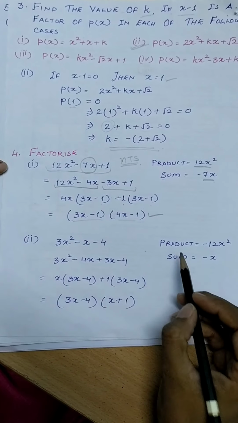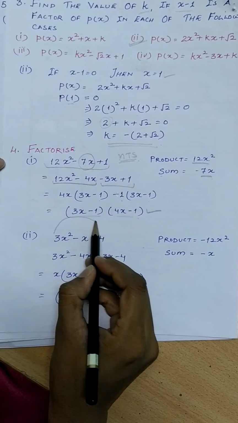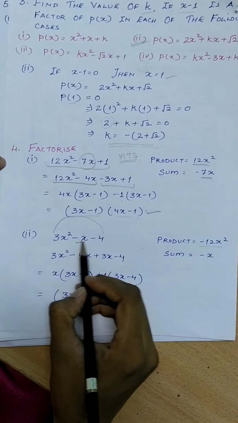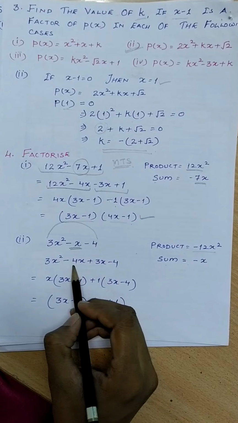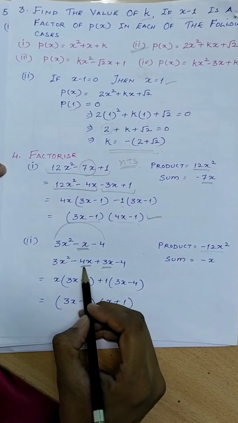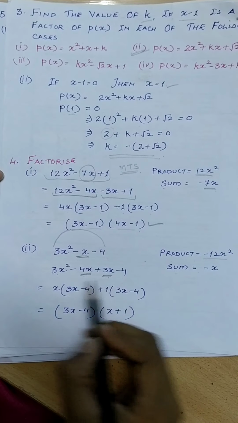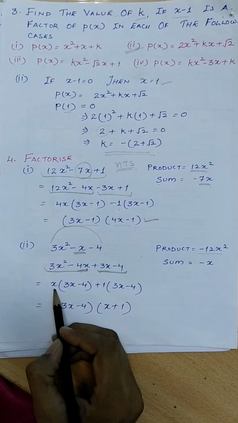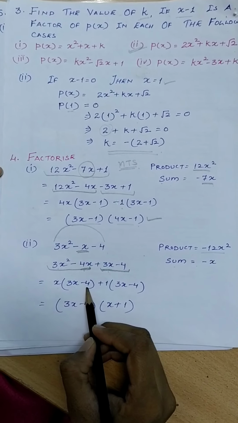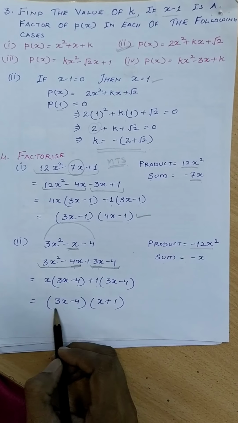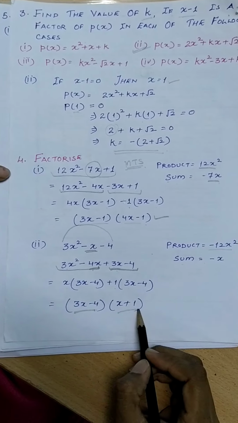Again the same thing. The product should be first multiplied by third, meaning minus 12x square, and the sum should be the middle term, that is minus x. So we'll take these two numbers, minus 4x and plus 3x. So 3x square minus 4x plus 3x minus 4. Again we'll make pairs and take common factors. So what is common here? Only x is common, so 3x minus 4 will come. Here only 1 is common. So 3x minus 4, so in the first bracket 3x minus 4, in the second bracket x plus 1.